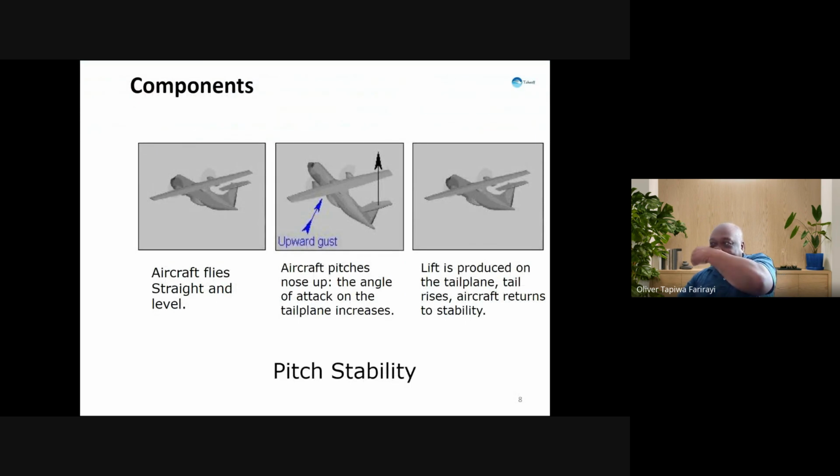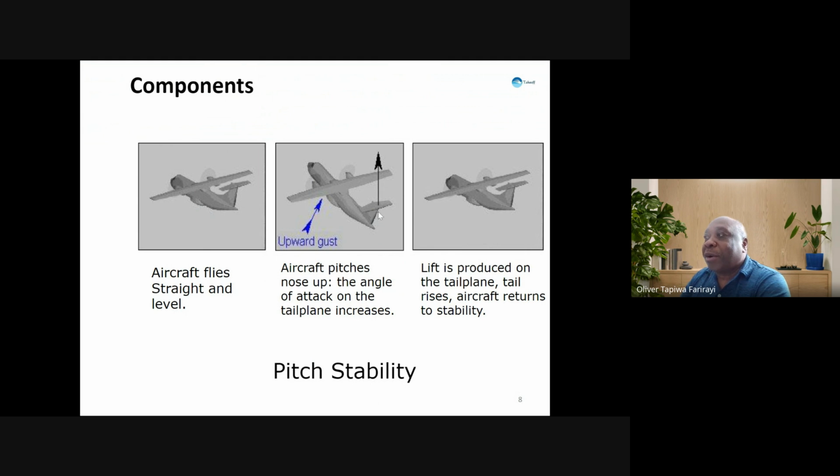Let's look at all the possible stability that we expect from an aircraft. Aircraft is flying straight and level. Okay, everything is equalized. Then all of a sudden there's an upward gust of wind. So obviously the nose will pitch up naturally. This will increase the angle of attack on the tailplane.